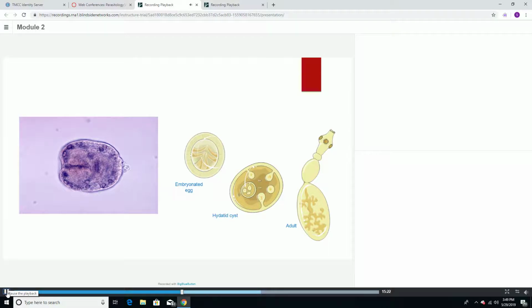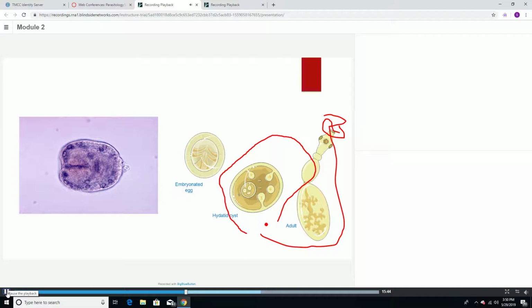Here's a picture of the hydatid cyst and the embryonated eggs. So here we see a picture of the adult, and it's a little bit shorter of an organism. You can see it has that sucker at the end that it's going to use to adhere, and then that parasite is actually going to create this hydatid cyst, and infection occurs from ingesting an egg. So let's just have a look here at the egg.